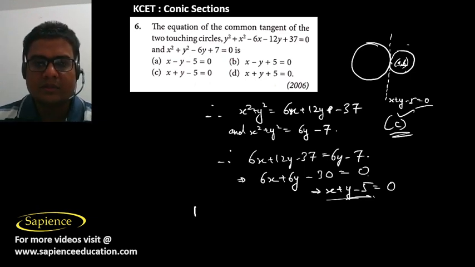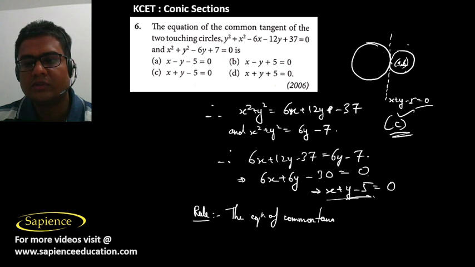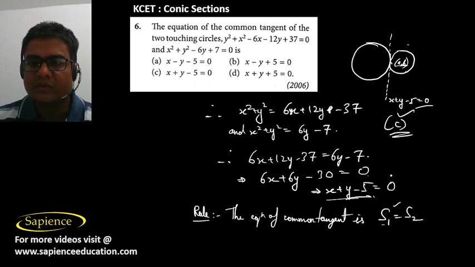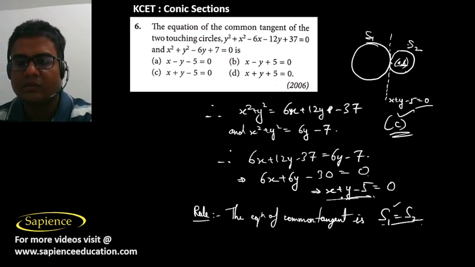Simply, the rule is that the equation of the common tangent can be obtained by using S1 equal to S2, where S1 is the equation of the first circle and S2 is the equation of the second circle. So if we solve these two, then we will get the equation of the common tangent.